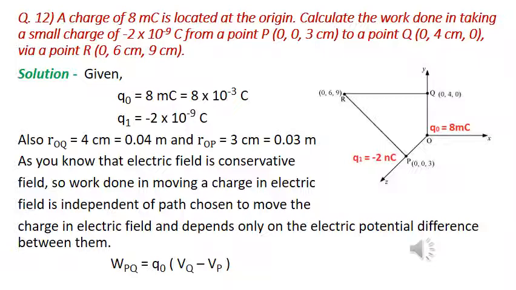In the solution of this question, it is given that Q naught is equal to 8 millicoulomb or 8 into 10 to the power minus 3 coulomb, and Q1 is equal to -2 into 10 to the power minus 9 coulomb. Also, the distances OP and OQ are given.